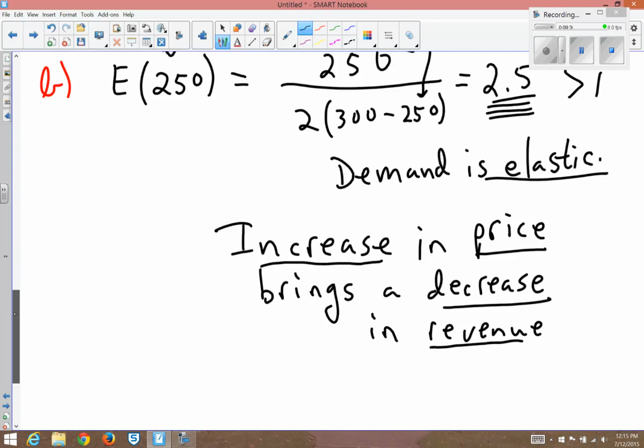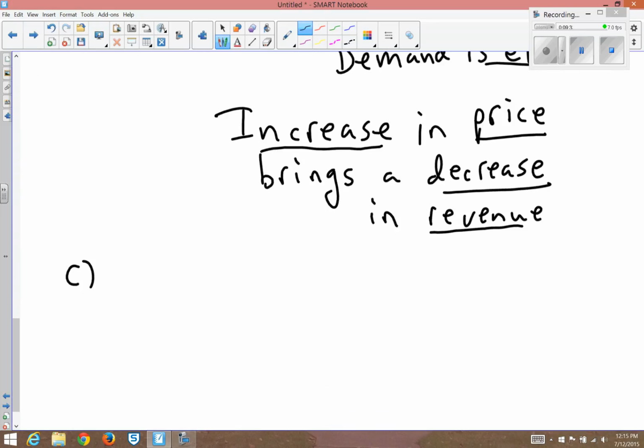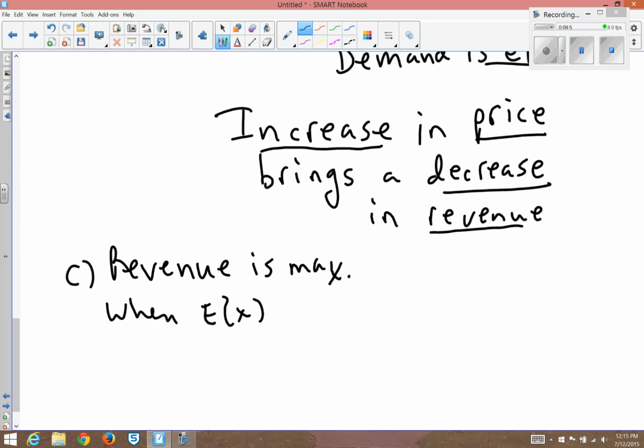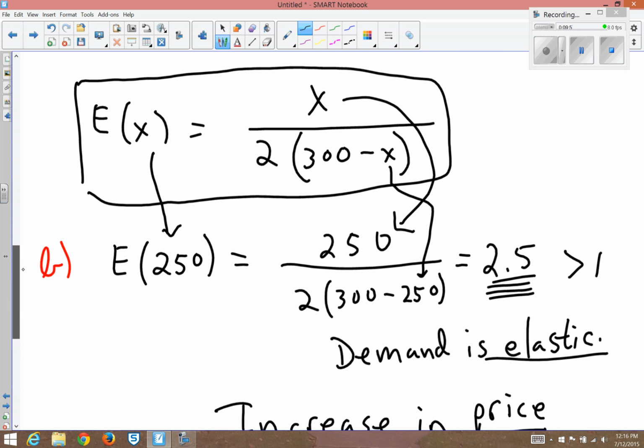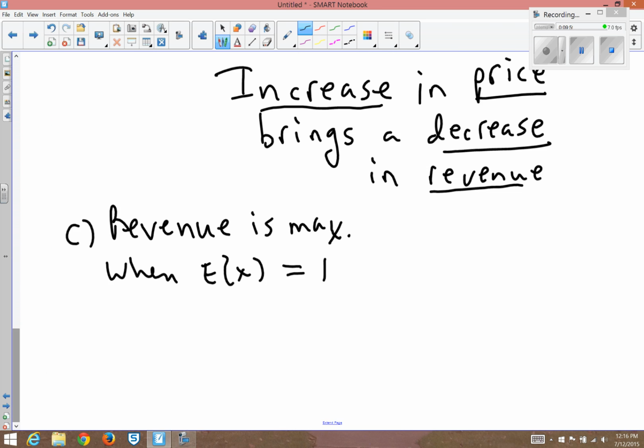So part C, we are to find the values of x for which the total revenue is maximum. Revenue is maximum when the elasticity function is equal to 1 exactly. The elasticity function that we found up above in that box, x over 2 times 300 minus x. We need to know when that is equal to 1.